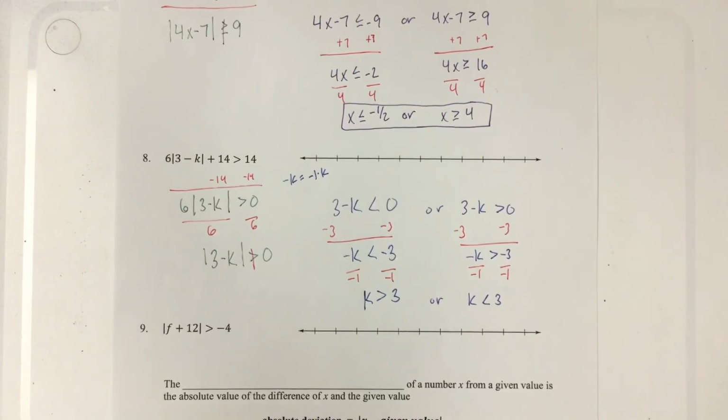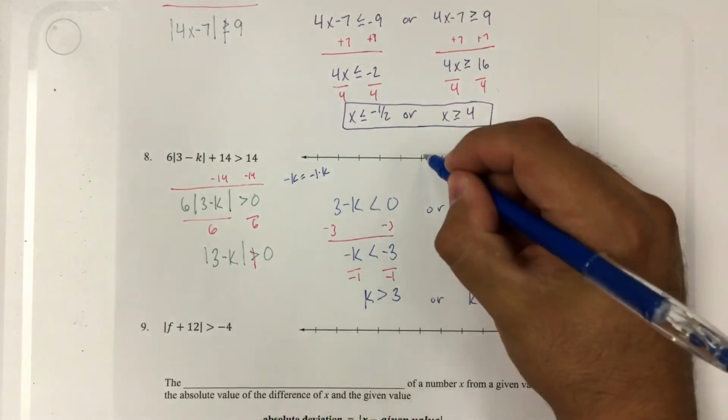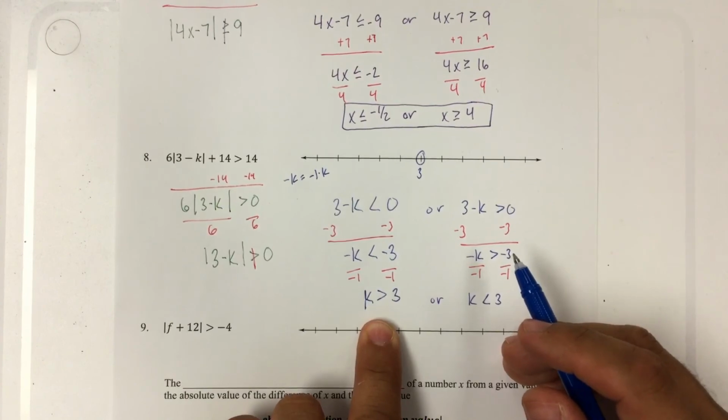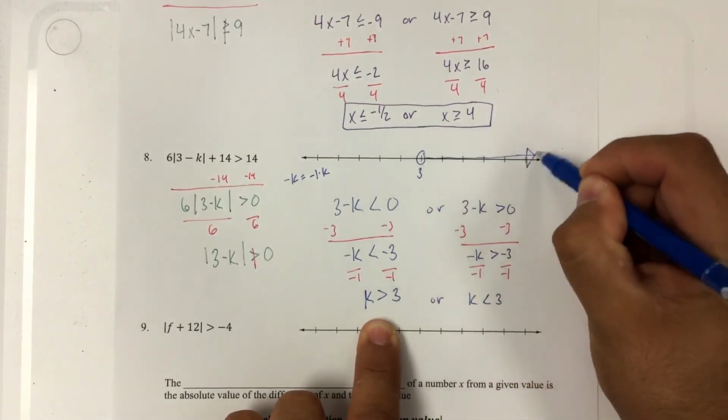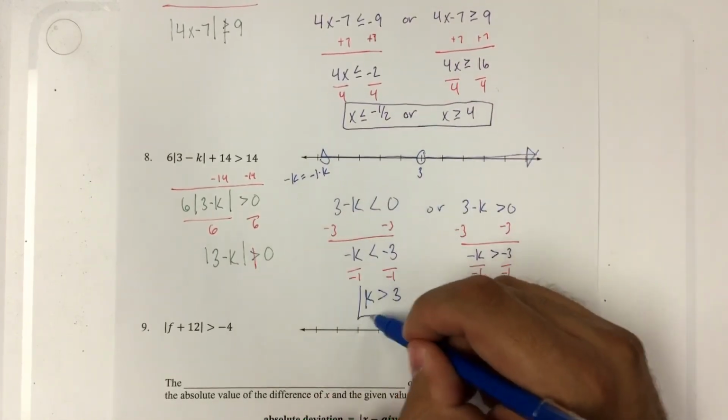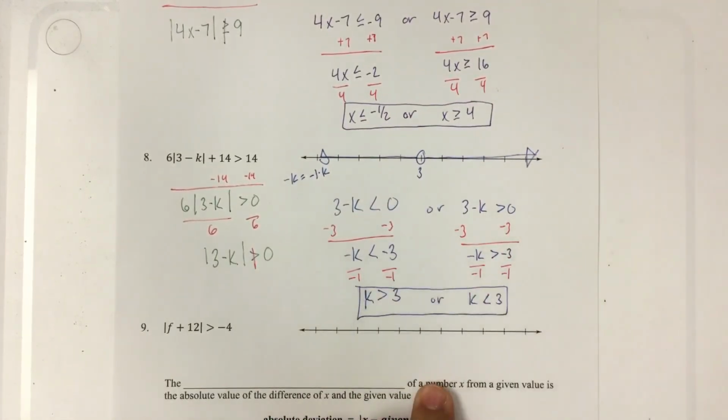Now, would you agree it's the same number? Yes. But there are no equal bars, so when I draw it, it's an open circle. Now take a look. k is greater than 3: where do I shade? To the right. k is less than 3: to the left. So really, your answer is the whole number line except for 3. That's it.